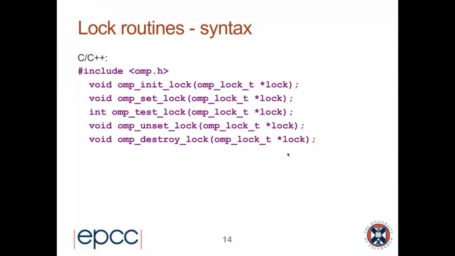So we have the same set of routines in C. This time they're defined in the header file omp.h, and again we have a predefined type to use. This is omp_lock_t, and we have the same five routines: init, set, test, unset, and destroy.